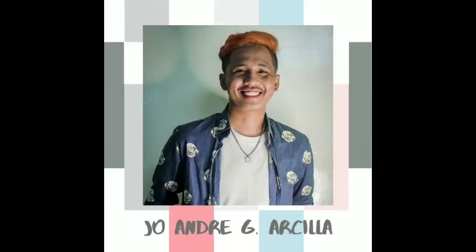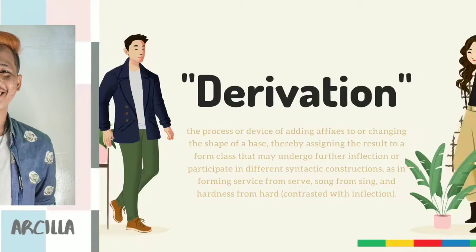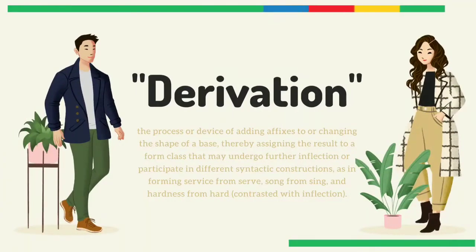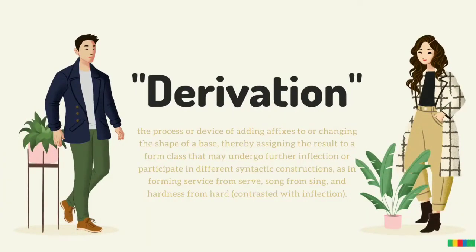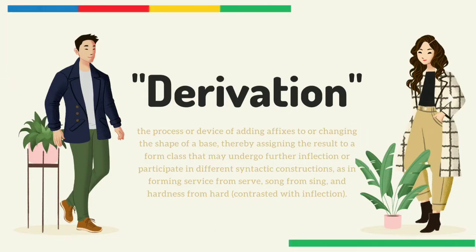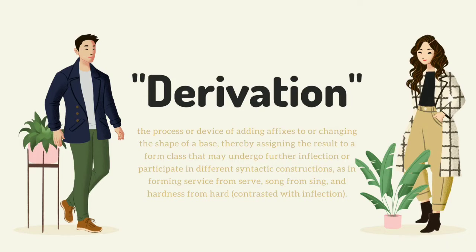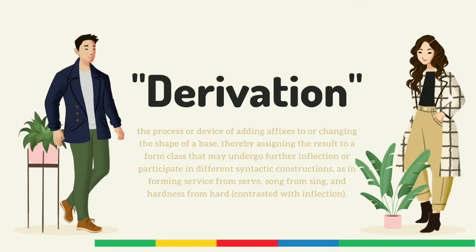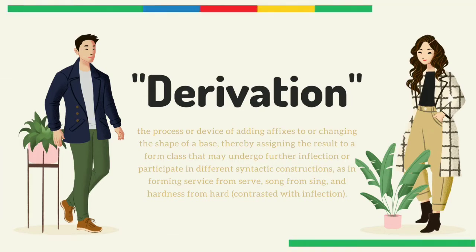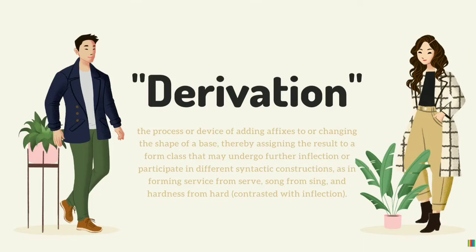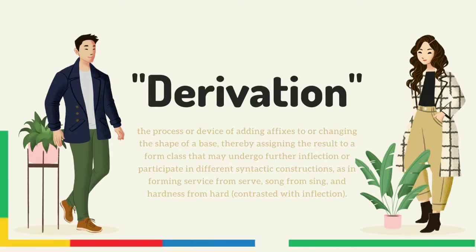Today, we will tackle first about derivation. Derivation is the process or device of adding affixes to or changing the shape of a base, thereby assigning the result to a form class that may undergo further inflection or participate in different syntactic constructions, as in forming service from serve, song from sing, and hardness from hard, contrasted with inflection.